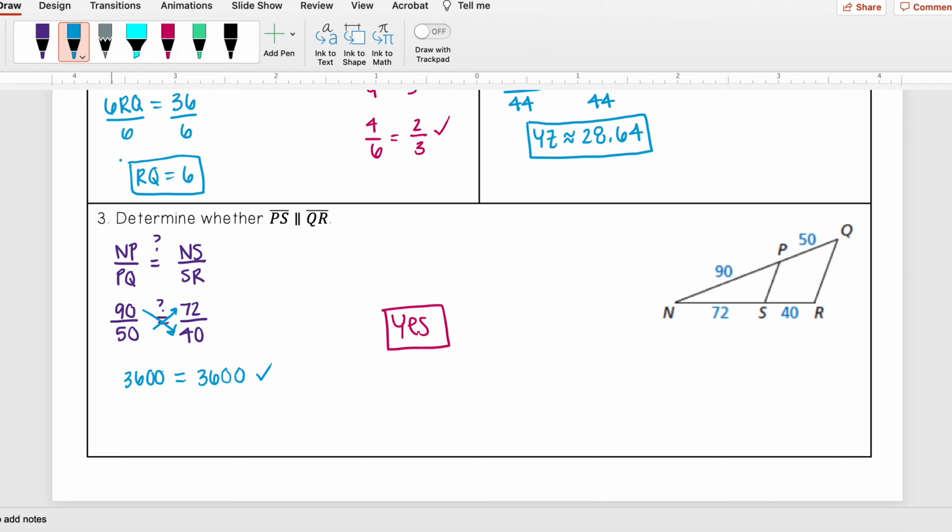And just to show you, you could also start with a different side length on top. So you could instead do PQ on top. So I could have PQ over PN and see if that was equal to SR over NS. So you could essentially switch around these and you'll still end up with the same thing. So you'll see in the end, you still multiply the same numbers.